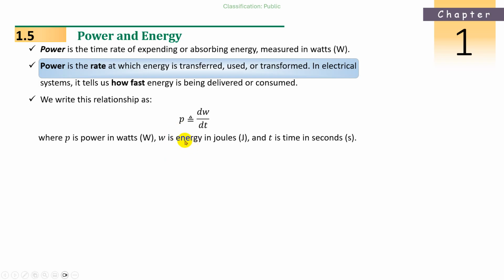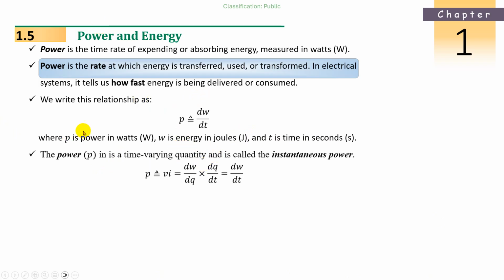Like degrees Celsius, degrees Fahrenheit, ohms, volts with capital V, amperes with capital A, these are units. So small w is energy, capital W is watts. Small w is energy in joules, capital J you can use, and t is the time in seconds.